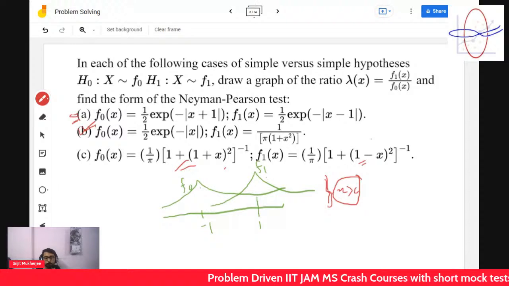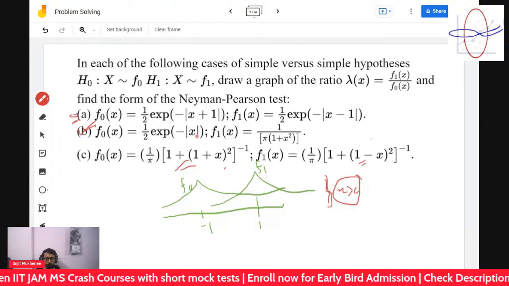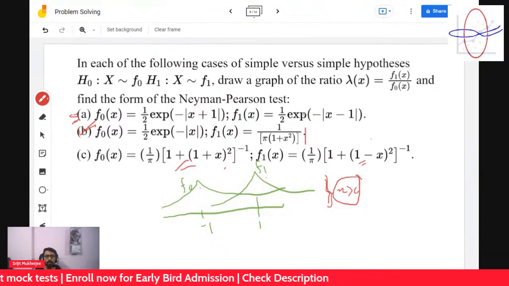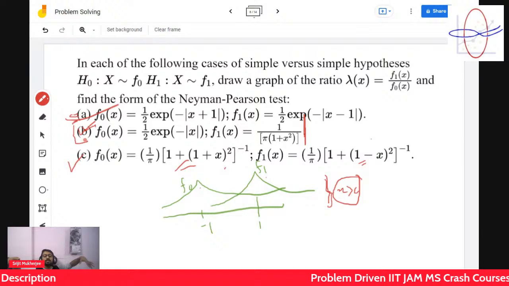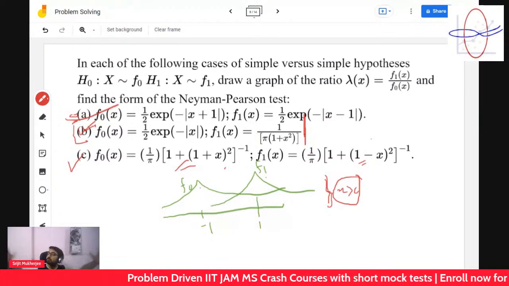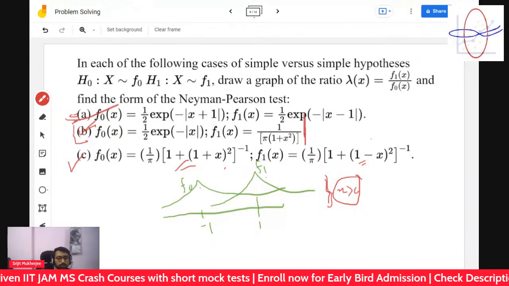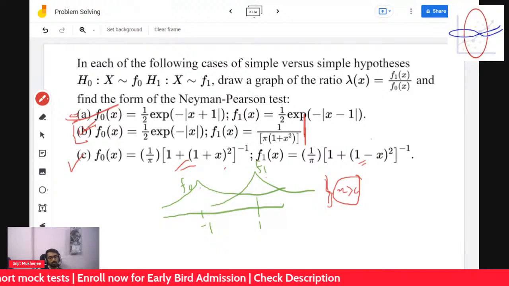So can we say that for B, the location is 0 and it depends on the scale parameter, and for A and C, it depends on location? No, this depends on location, but doesn't depend on scale parameter. It depends on the heavy tail, like the probability of being more in the tail is much more than that of the exponential. Okay, sorry, got it.